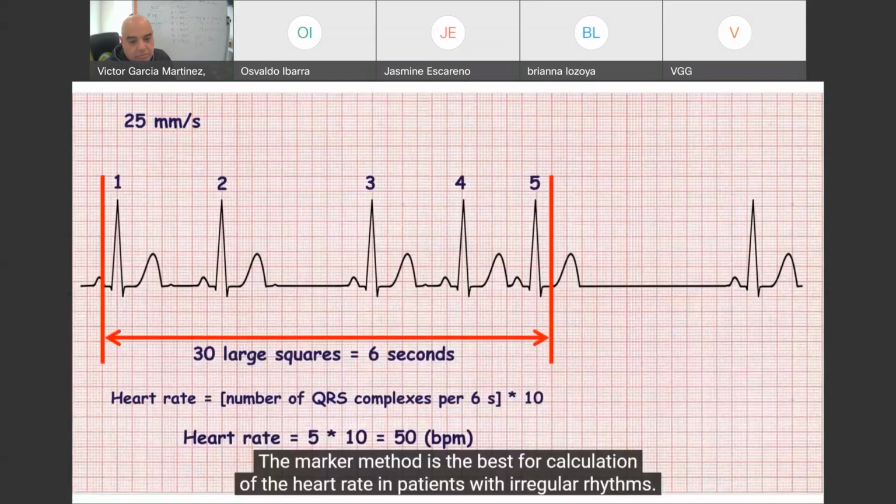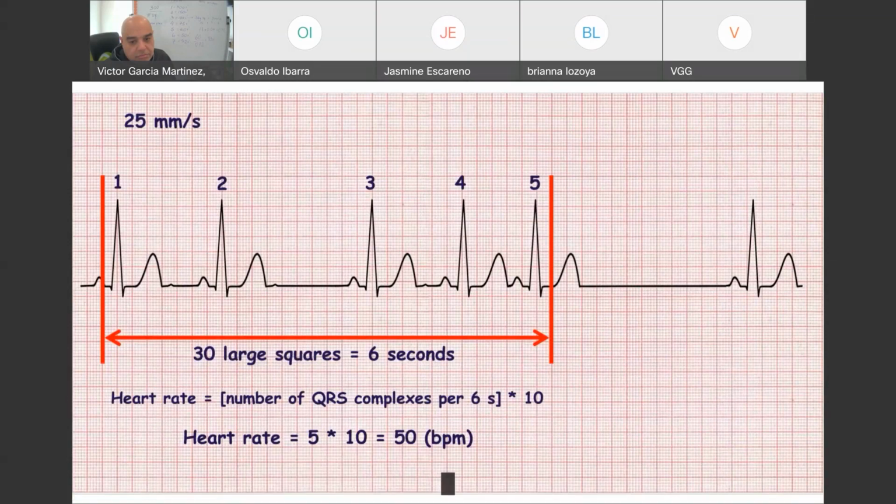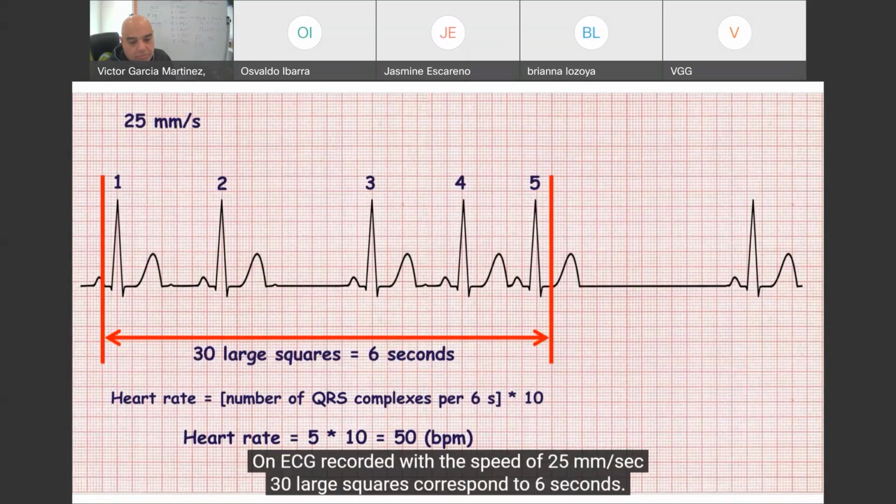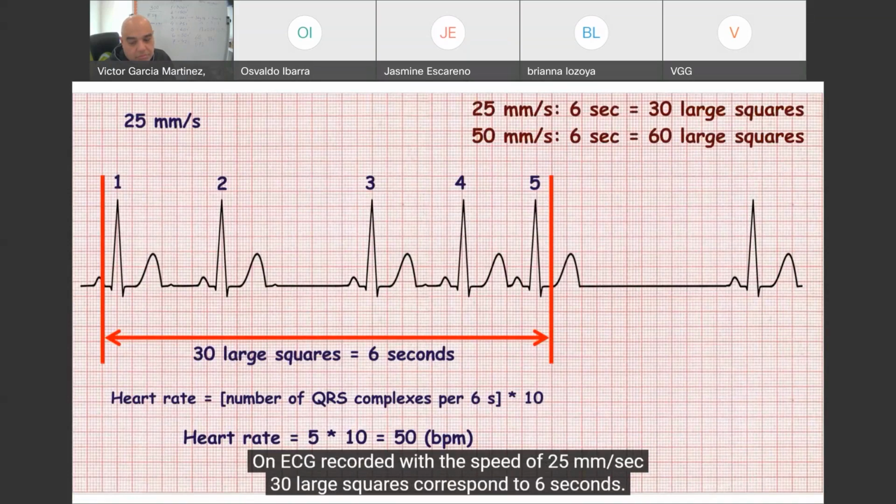The marker method is the best for calculating the heart rate in patients with irregular rhythms. You should count the number of QRS complexes during 6 seconds and multiply it by 10. On ECG, recorded with a speed of 25 millimeters per second, 30 large squares correspond to 6 seconds. If ECG speed is 50 millimeters per second, 60 large squares correspond to 6 seconds.